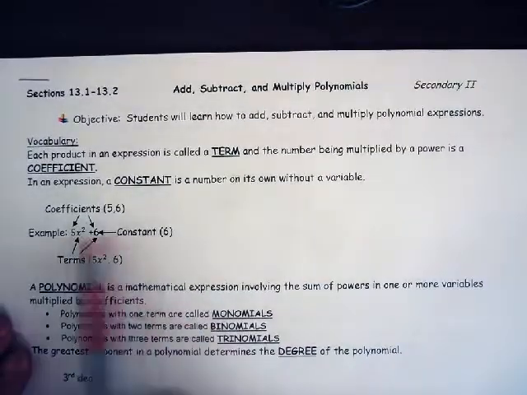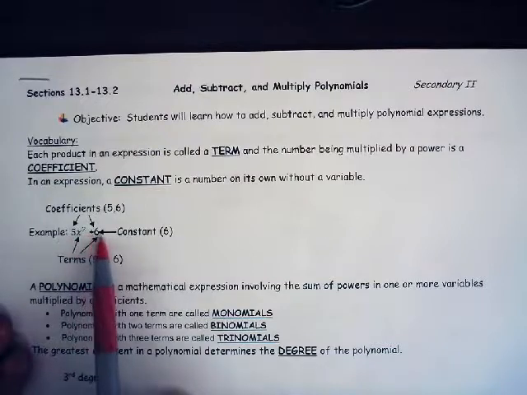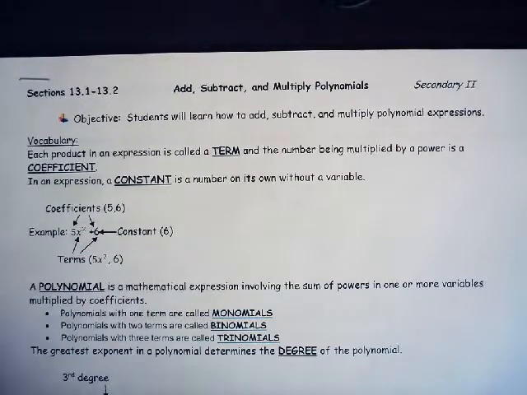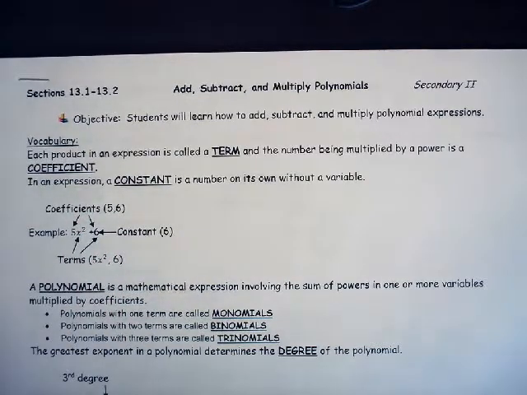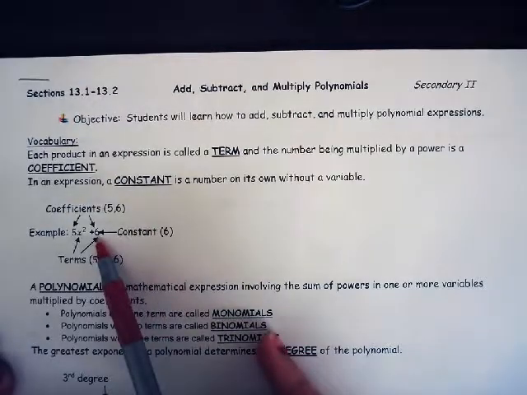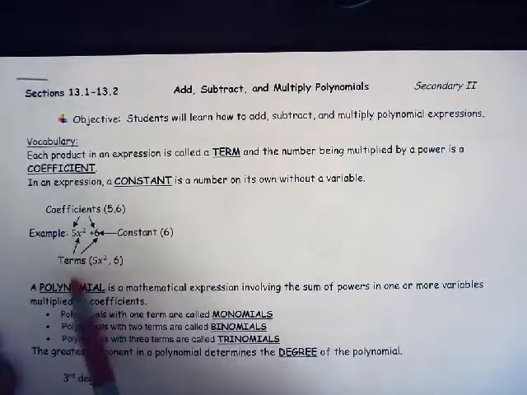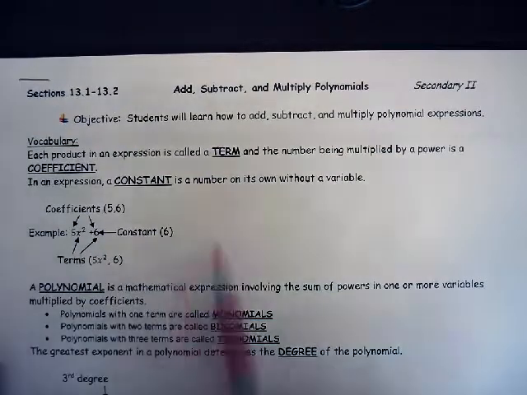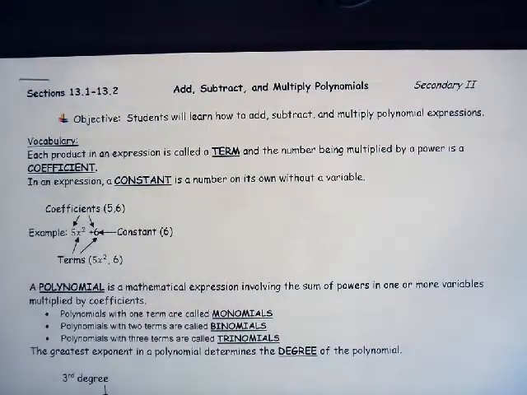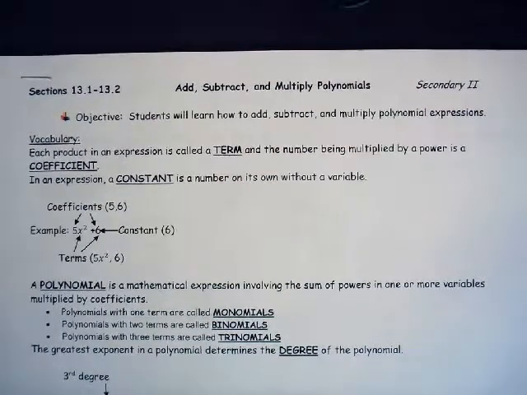So let's look at an expression. This is an expression, 5x squared plus 6. That would be an expression. So 5 and 6 would be my coefficients. They're the numbers in front of the variable, or the constant also counts as a coefficient here. The terms would be 5x squared, that would be a term, and then 6 would be the other term. And then the number 6 here is my constant. That just gives us a little overview of some of the vocabulary you're going to hear all through this chapter.